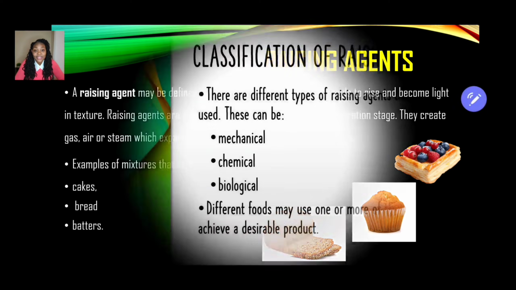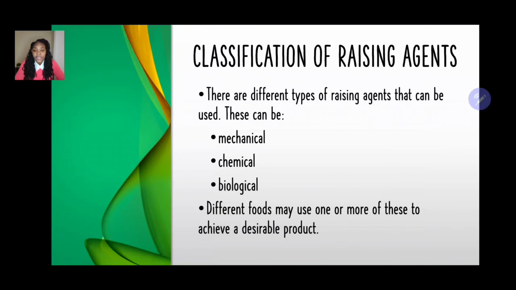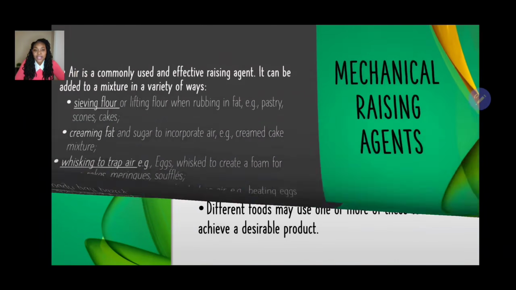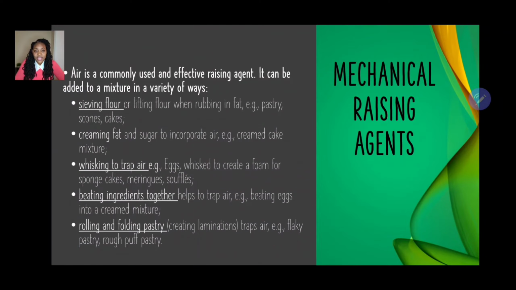All right, now let us look at a little bit further. We're looking at the classification of raising agents. There are different types of raising agents that can be used, right? And these classifications are mechanical, also known as physical, chemical, and also biological, right? Now, different foods may use one or more of these to achieve a desirable product, all right? And first up, let us look at mechanical raising agents.